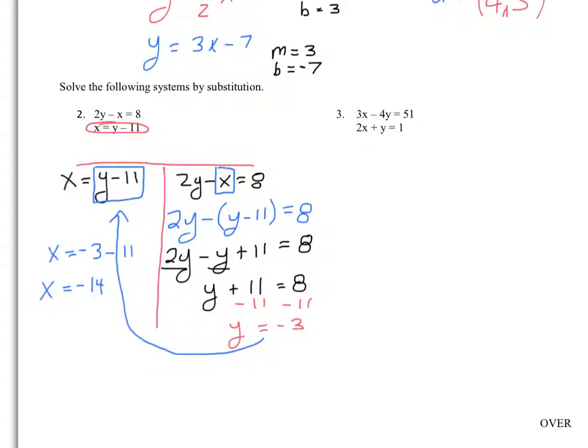So then we could write this as an ordered pair. Remember, x goes first, y goes second. So that's the intersection point of those two lines.